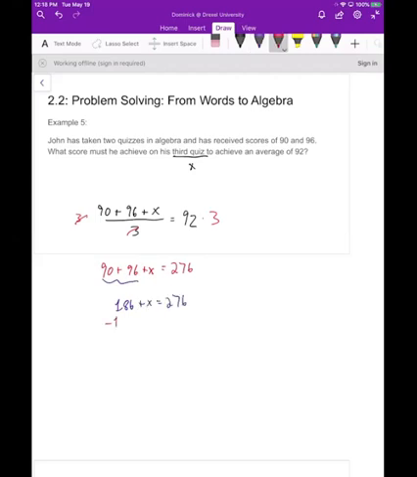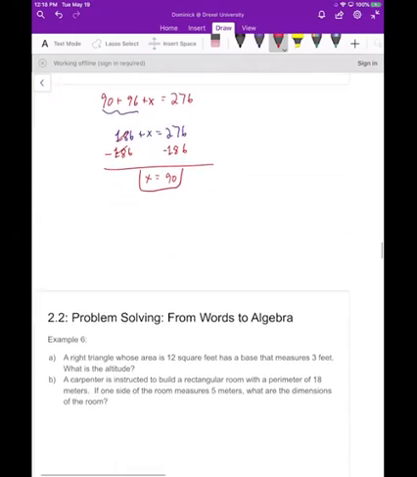So we can subtract our 186. And I'm going to get right away that x is equal to, let's see, is that a 90? So we get that x has to be a 90. So if John wants to get a 92 average, he needs to get at least a 90 on this next quiz. Okay, so this is something that you've actually maybe done on your own in order to figure out what kind of grade that you need on an upcoming quiz or something.